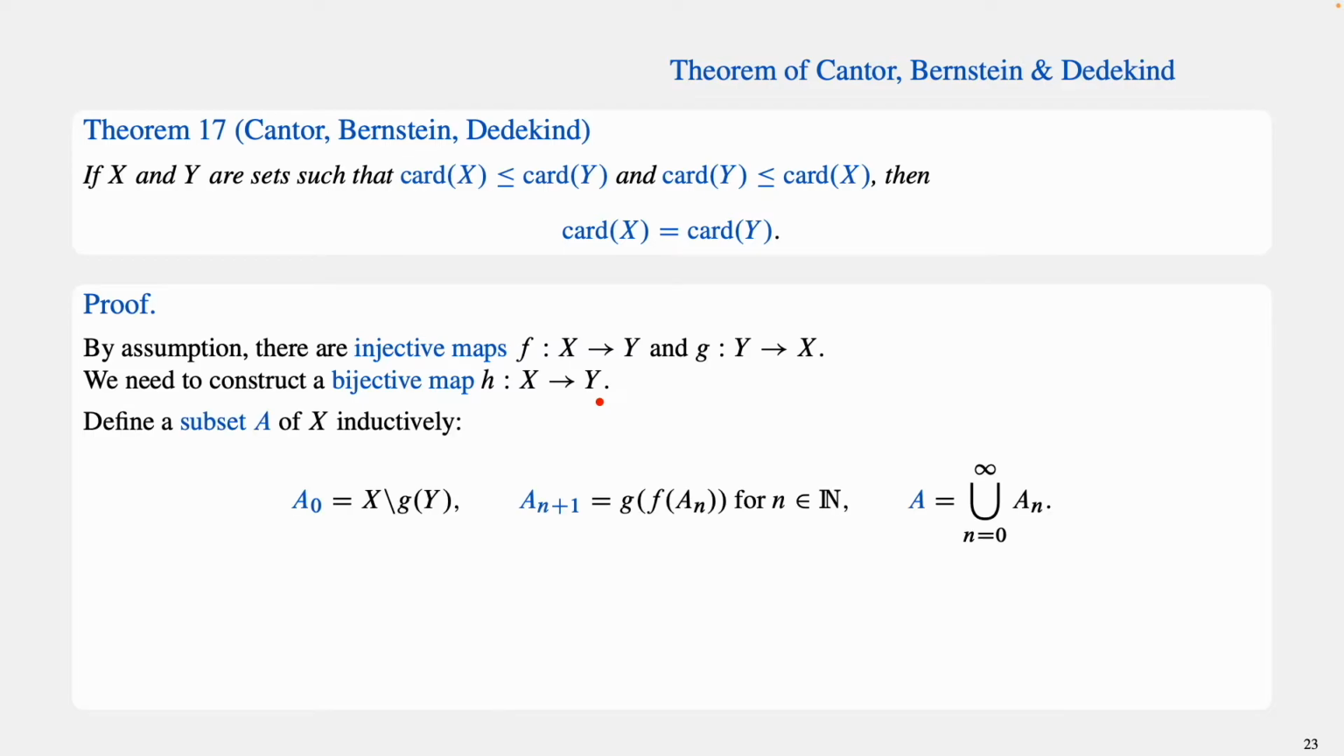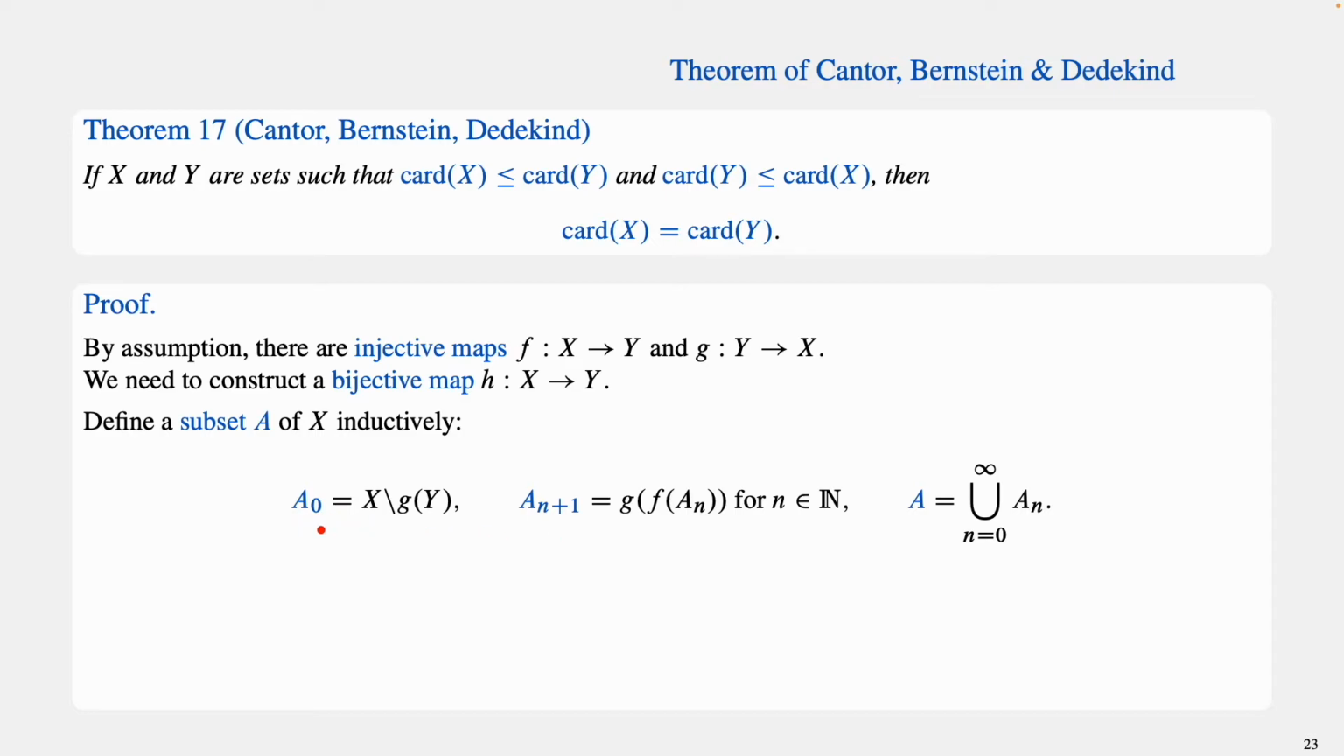Now, there's a construction here that's a bit complicated, so follow it closely. We define a certain subset A of X inductively by the following recursive rule. We start out with the subset A0, which is the complement of the image of G in X. And then, once the set AN in this sequence is defined, we define the set AN plus 1 by taking G of F of AN.